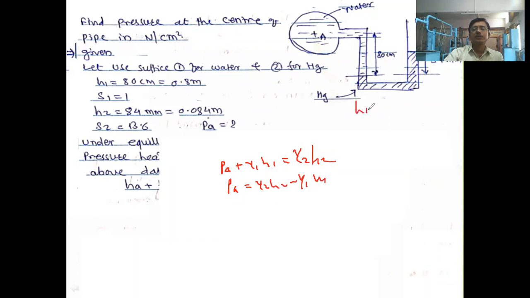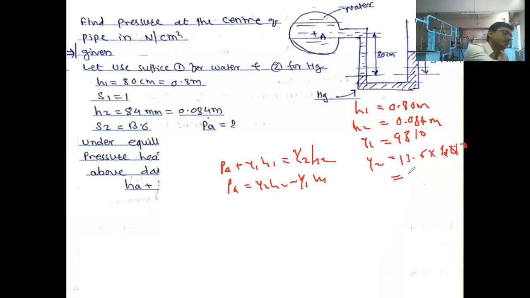What is H1 and what is H2? H1 is equal to 0.80 meter and H2 is equal to 0.084 meter, right? Then gamma 1 is equal to 9810, and gamma 2 is equal to 13.6 into 9810.